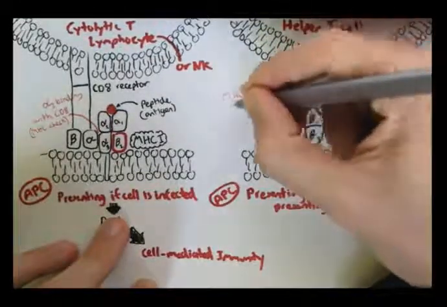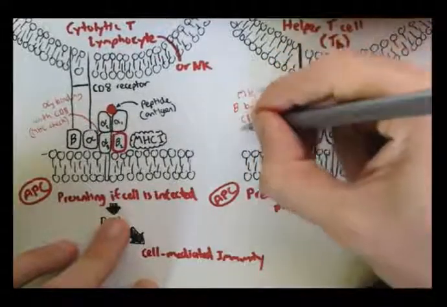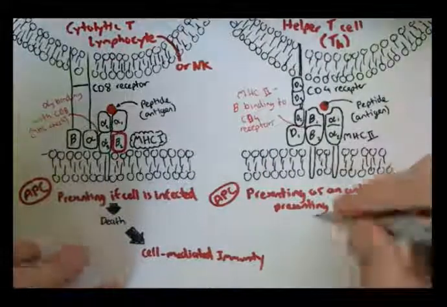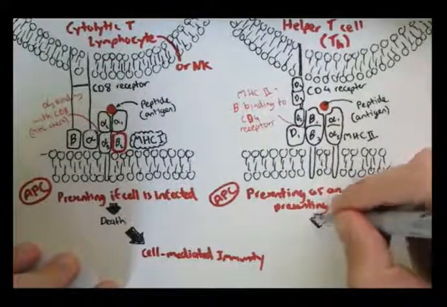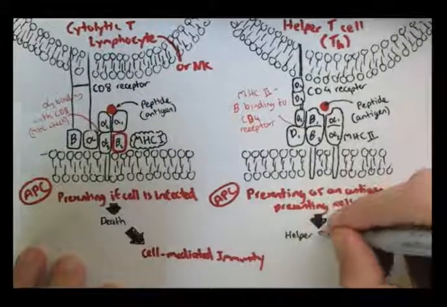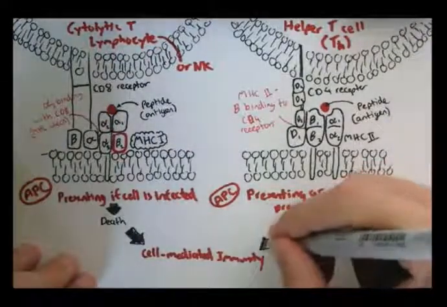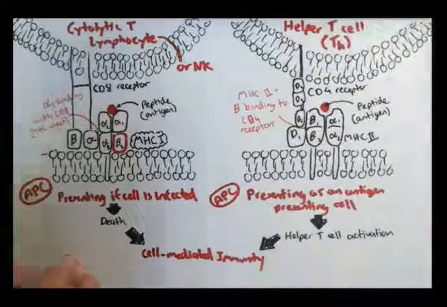And same like the CD8 receptor, the CD4 receptor checks if the MHC molecule being presented is an MHC class 2 molecule. And essentially, if everything is okay again, the T helper cell is activated and will initiate the cell-mediated immunity, where the T cells begin proliferating and activating the B cells.